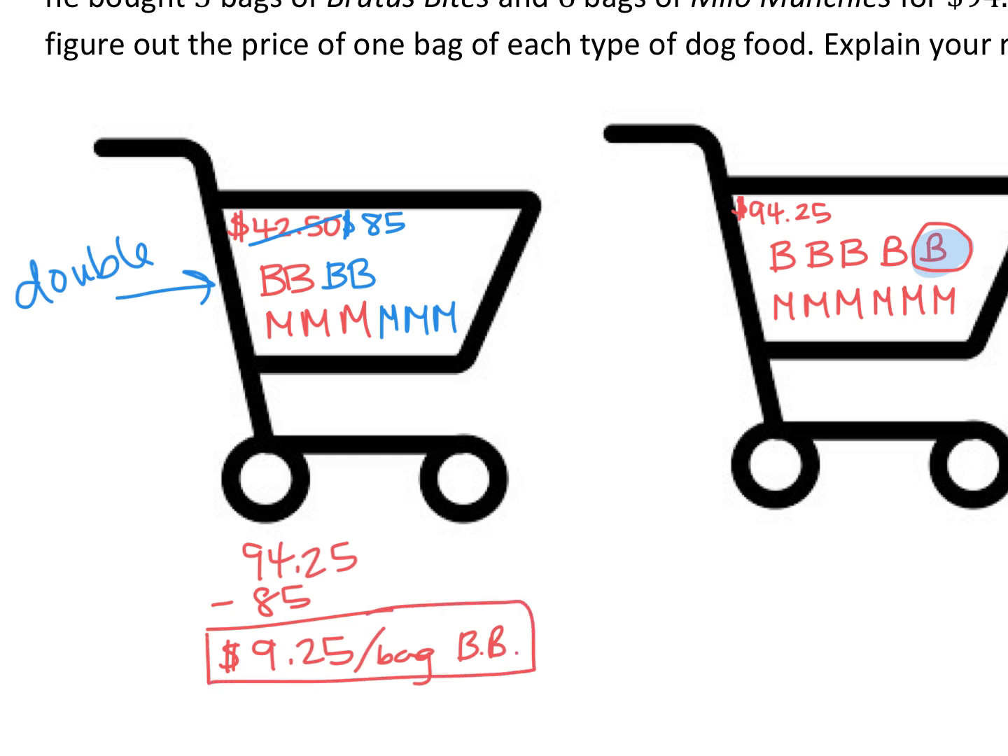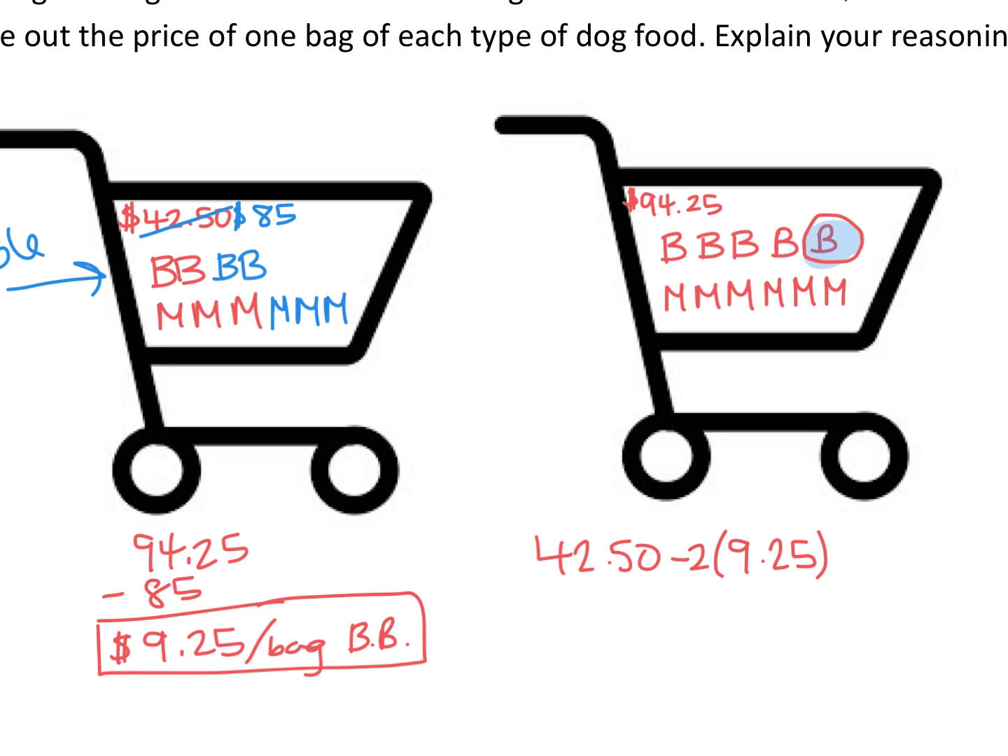Now we need to figure out how much the Milo Munchies cost. So why don't we use what we just got for the original first cart. It looks like we had 2 Brutus Bites in there. So let's do $42.50 minus 2 times $9.25, 2 Brutus Bites. Let's see what that gets us. That gets us $24, right? So it's $42.50 minus $18.50. So that gets us $24.